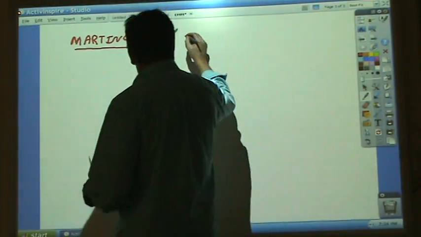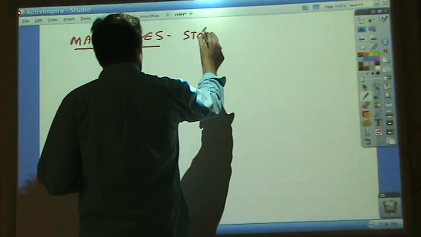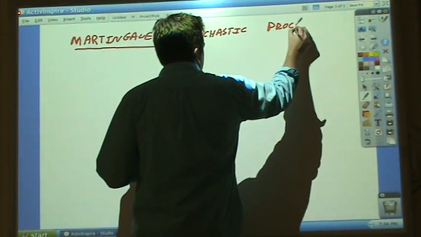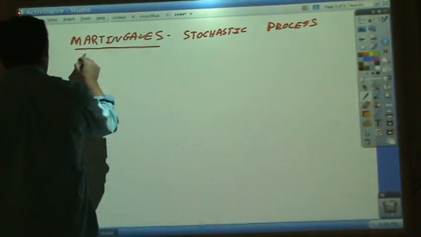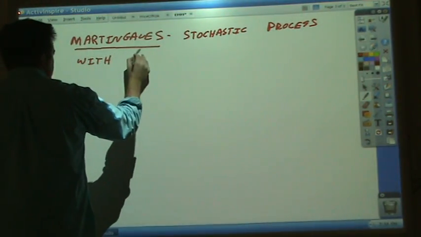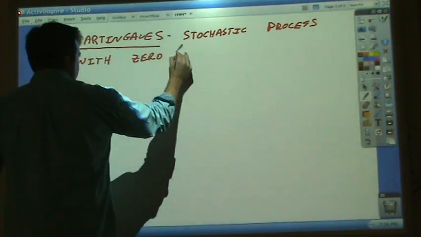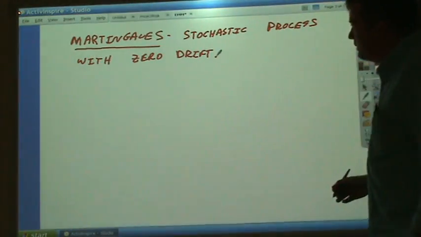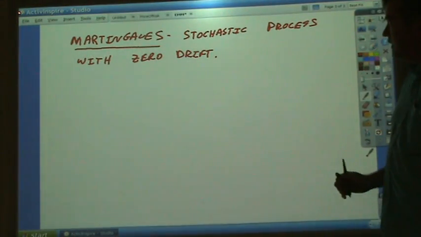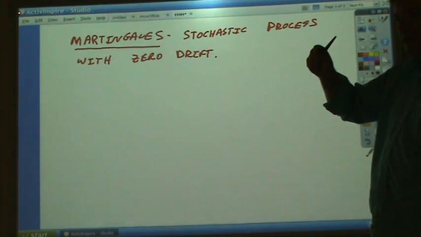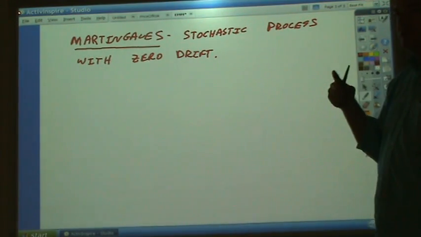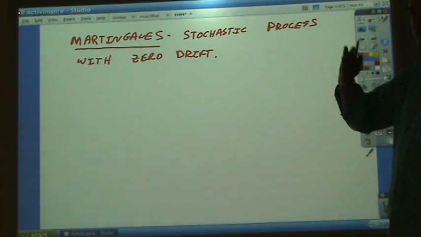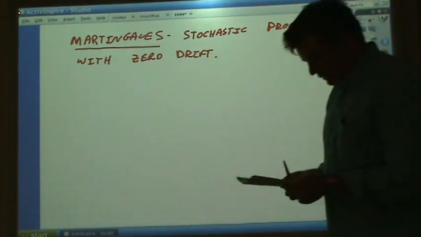All right, well, we'll say this. It's a stochastic process with zero drift. So another way we could look at that is we could say that if at any point in time we looked at its value and we asked ourselves at some point in the future what would we expect its value to be, it would be the most recently observed value we've seen. It's not expected to go up or down in value.